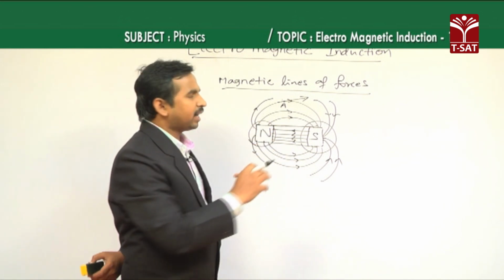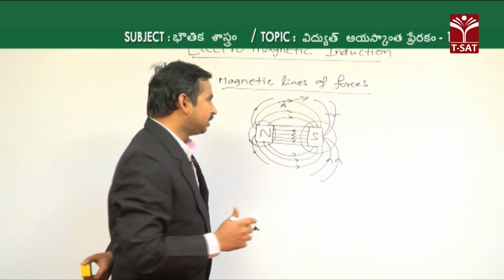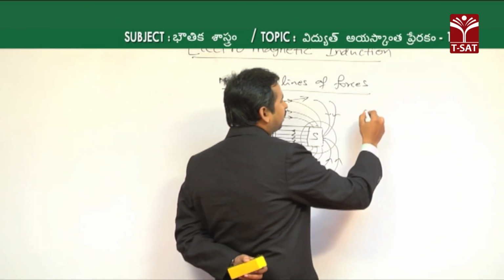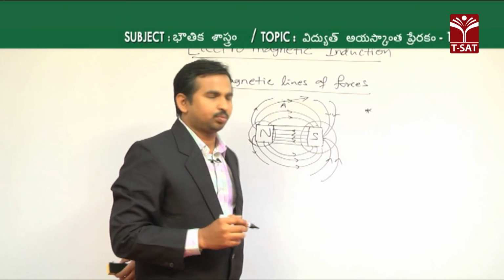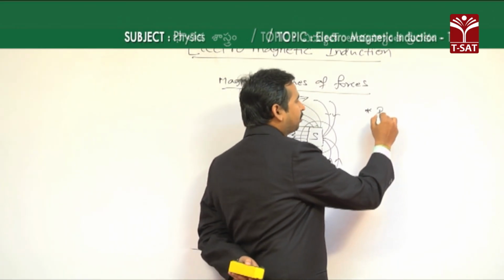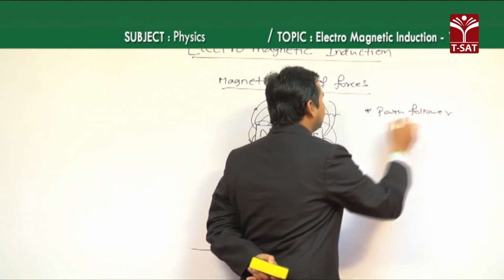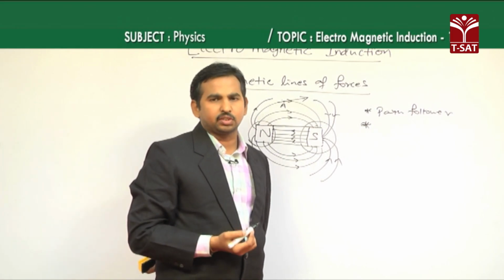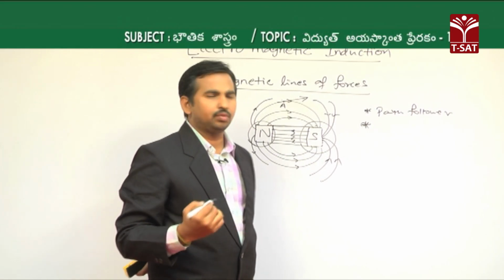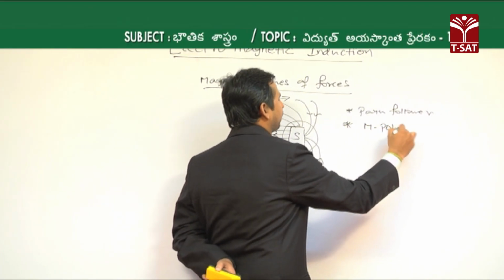These are the magnetic lines of force properties we have. Of which the first one is that a magnetic line of force is nothing but the path followed by the north pole. And next, the position where we have more magnetic lines present, that particular position we call a magnetic pole.